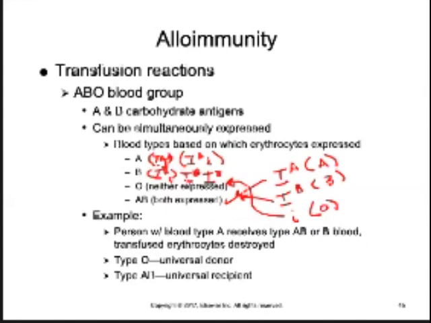If you're type A, you can donate to A or AB because people who are AB don't have antibody against those antigens. If you're type B, you can donate to either B or AB. And if you're type AB, you can donate to AB. That's the way it works. So AB is called universal recipient, and O is called universal donor.